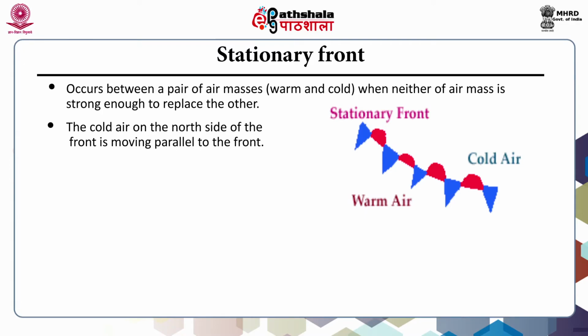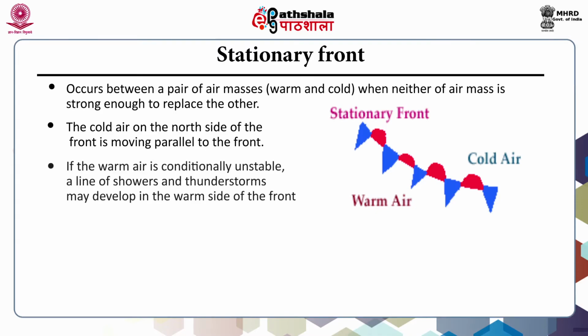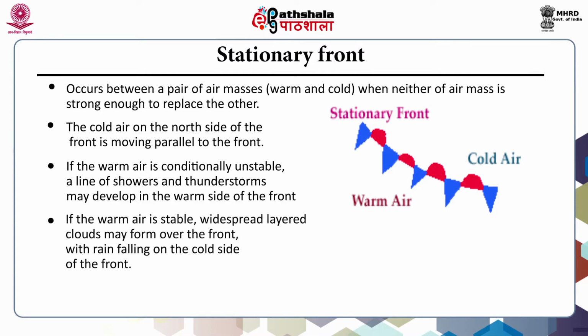The typical features of stationary fronts are summarized as: in a stationary front, two dissimilar air masses remain side by side with neither encroaching upon the other. The cold air on the north side of the front is moving parallel to the front, while warm air to the south moves toward the front and gets lifted along the frontal boundary. If the warm air is conditionally unstable, a line of showers and thunderstorms may develop on the warm side of the front. If the warm air is stable, widespread layered clouds may form over the front with rain falling on the cold side of the front.